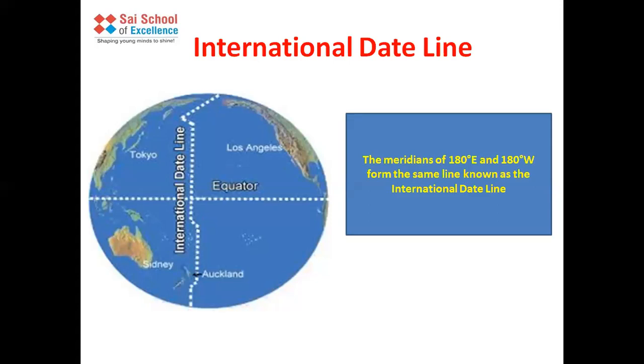So what did you understand, children? The meridians of 180° E and 180° W form the same line known as the international dateline. Thus, the longitude of a place tells you how much east or west of the Greenwich Meridian the place is located.